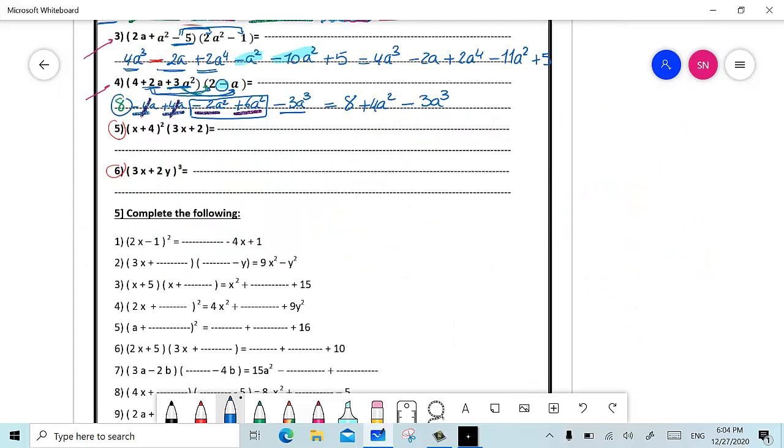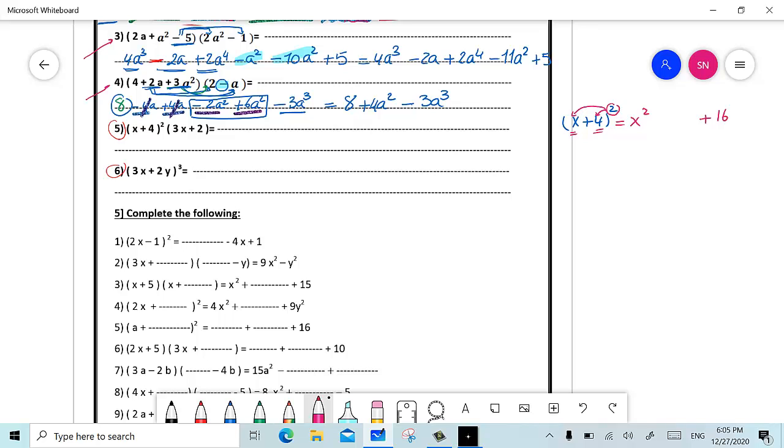In question number 5, I have x plus 4 all squared multiplied by 3x plus 2. Let's first go and remember together. We said that when I have a binomial and it's all squared, to find the result of this, I'm going to take the first squared, which is going to be x squared, the second squared, which is going to be positive 16, and 2 times x times 4.